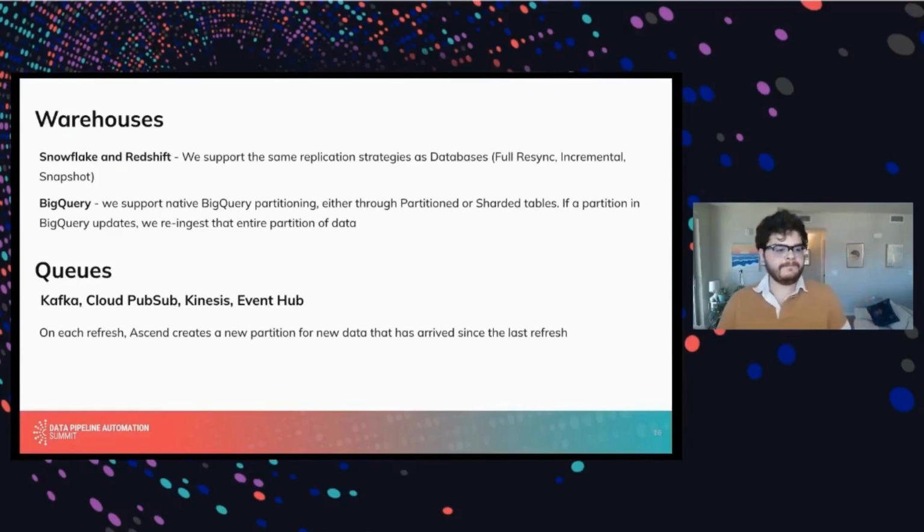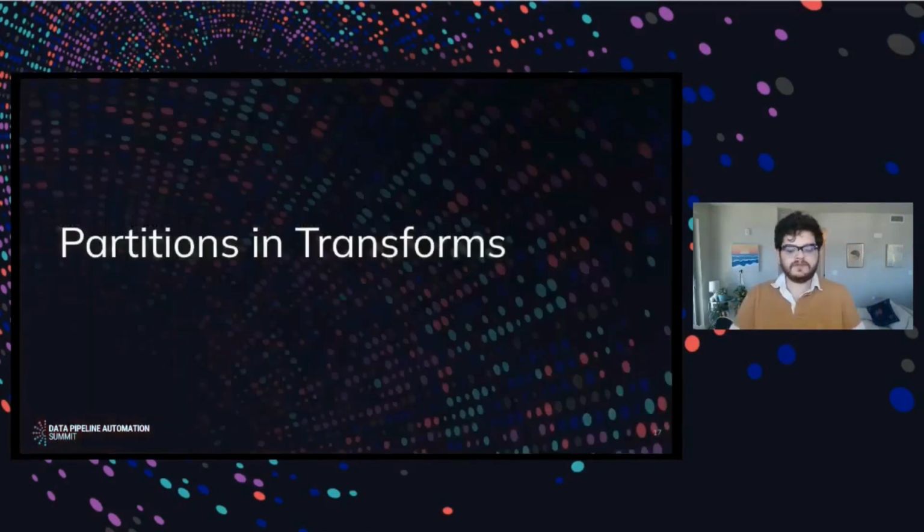All right. So we've talked about ingest. We've ingested our data into whatever partitions we need them to be in. And now we're at the point of transforming our data. So how do we manage these partitions at transform level?